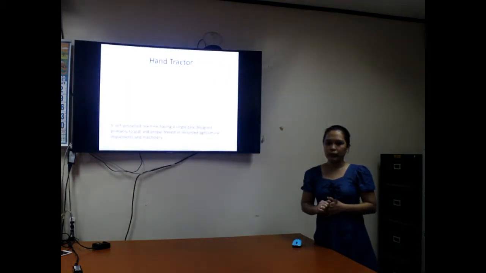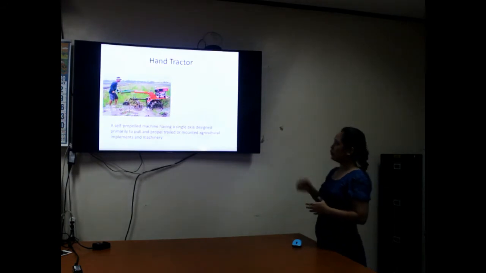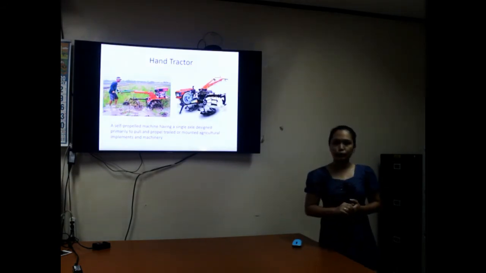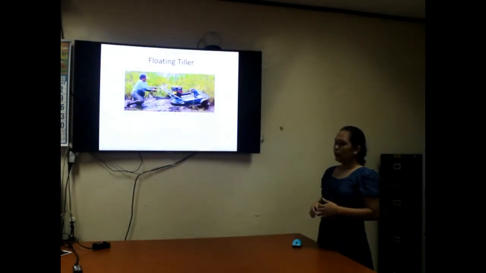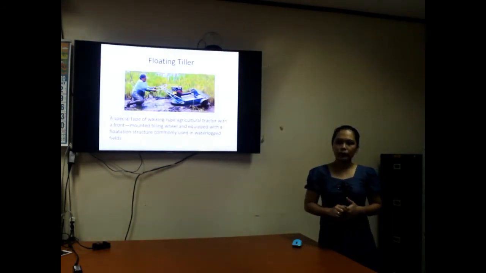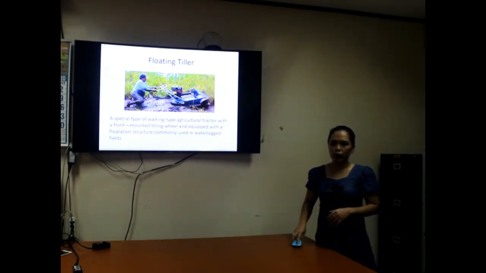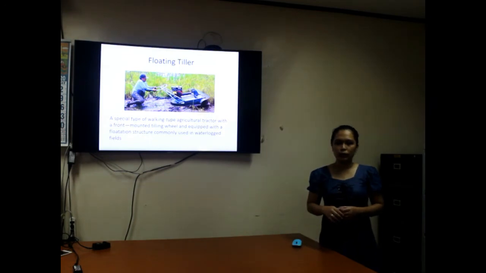To be specific, hand tractor, as you can see on the screen, is a self-propelled machine having a single axle designed primarily to pull and propel trail-mounted agricultural implements and machinery. While floating tiller is a special type of floating type agricultural tractor with a front-mounted tilling wheel and equipped with a flotation structure commonly used in waterlogged fields.